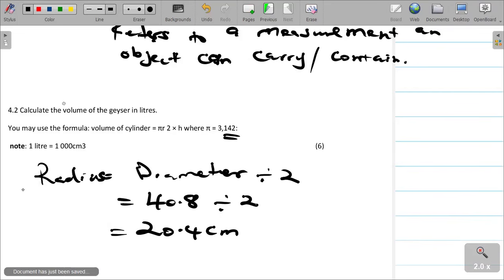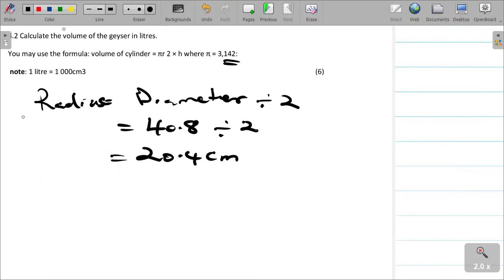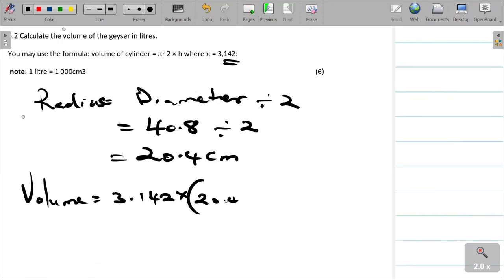So we are saying volume is equal to our pi, 3.142, multiplied by r squared, which is 20.4 squared, multiplied by our height, which is given here.